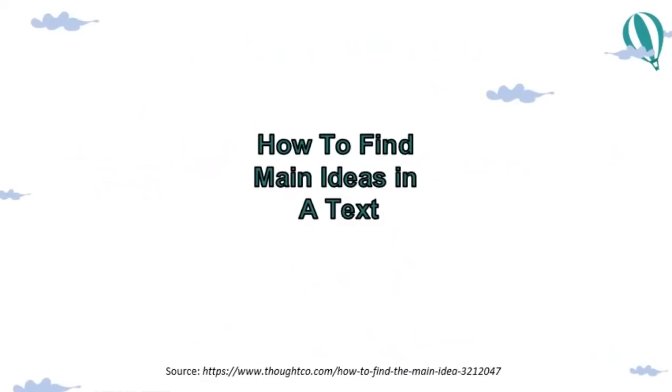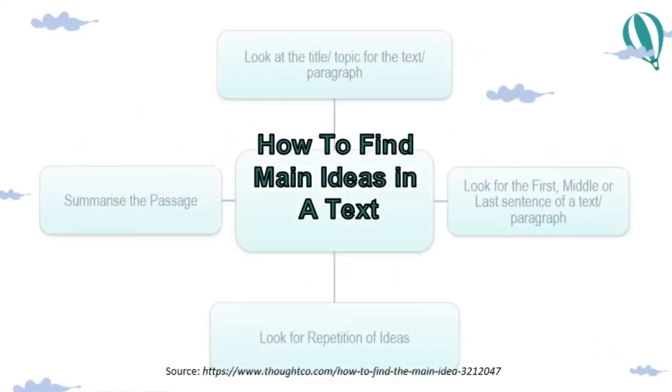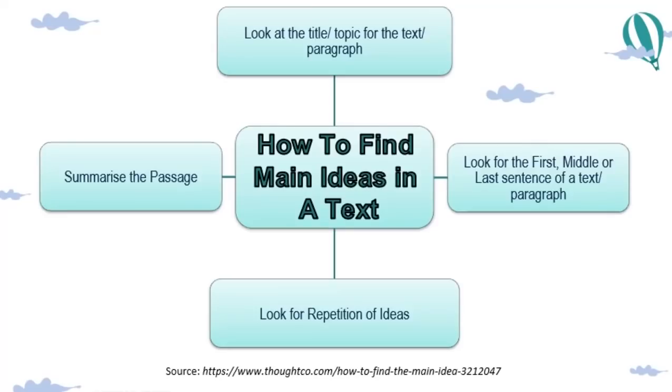How do we find main ideas in a text? We can start by looking at the title or topic given in the text. Or we can start looking for it in the first part of a paragraph or text, in the middle, or even the last sentence of a text. We can also look for ideas which are repeated several times in a text. Usually, this is a style for certain authors who would like to highlight the most important idea of that text by repeating the ideas several times in a particular text.